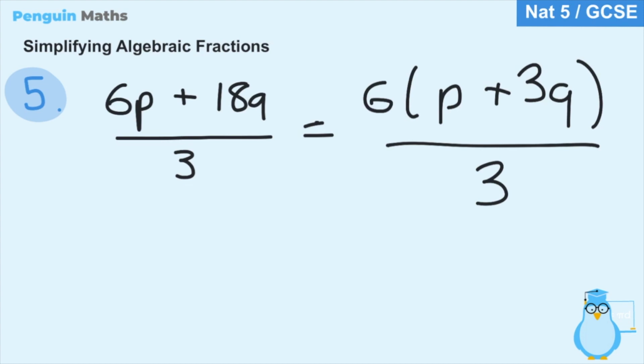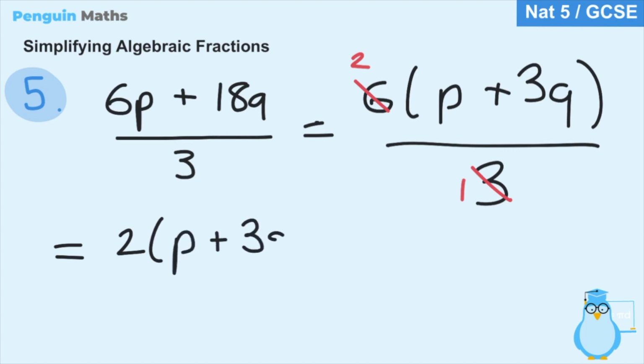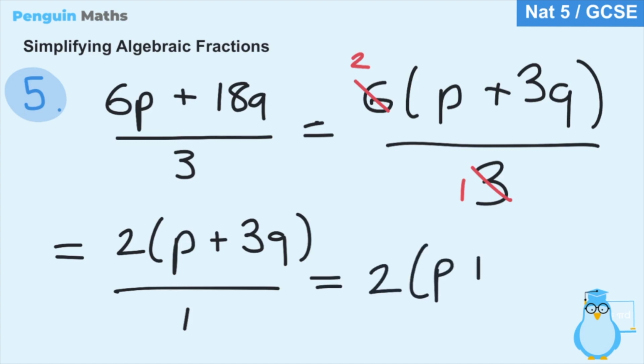So we know that 3 is divisible into 6, so what we can say is, if we divide both of these numbers by 3, 6 divided by 3 is going to give us 2, and then 3 divided by 3 is going to give us 1. So that means the 2 on the top and the 1 on the bottom change the fraction to 2 in the brackets, p plus 3q, divided by 1, and then as always, if we divide by 1, we're just left with what was on the top. So 2 in the brackets, p plus 3q.